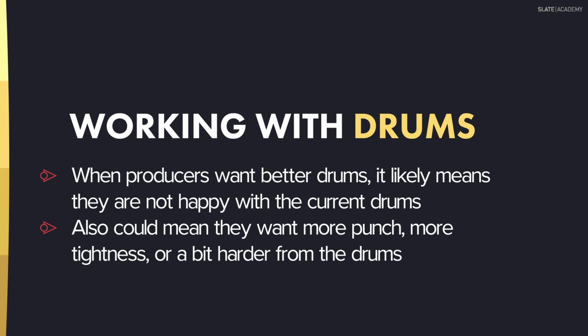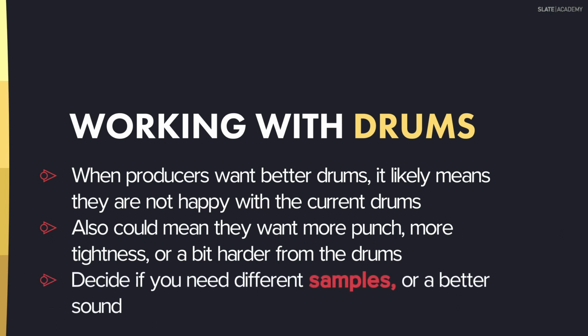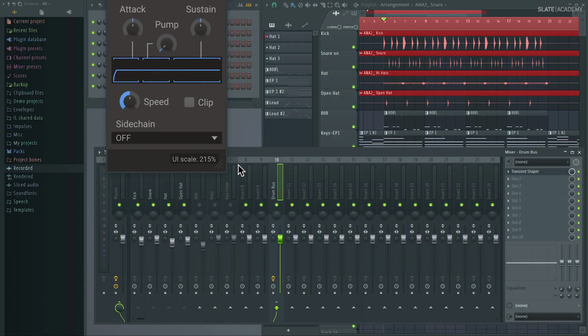So the first step to getting better sounding drums is to decide if you need to choose different samples or if you want a slightly better sound. Try to find samples that get you 95% of the way there. This is critical. Don't be afraid to swap out samples and try other things. It might make your beat that much better. Let's assume you've got great samples selected and you just want to make them a little better sounding. Here's some tips for that.